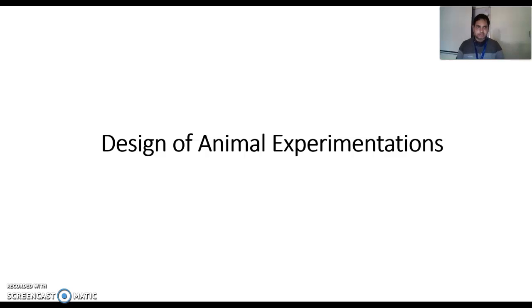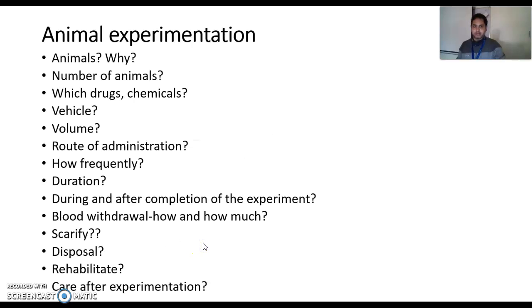Today in this lecture, I am going to discuss some of the important points when you are designing any animal experimentation. So the first thing is animals. If you have stated in your protocol that you are going to use a rat, then the question would be why you would like to use the rat. Why not mice? Why not rabbit? Why not guinea pig? So you should have a proper explanation. Due to these reasons, we want to use this particular type of animal.